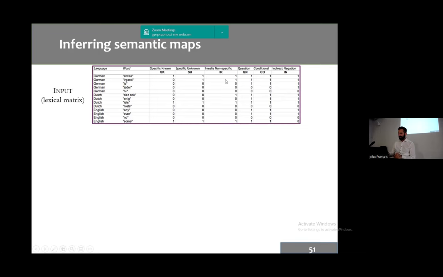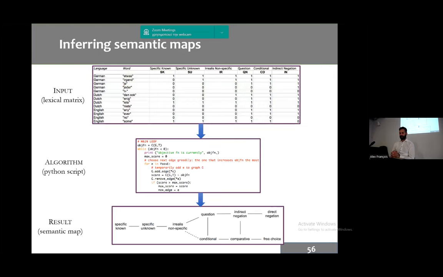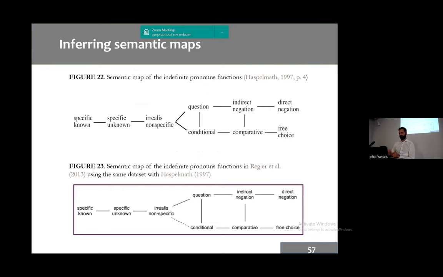And one means that the form, for example, etwas in German, has the meaning. So etwas means specific known, specific unknown, irrealis, non-specific, question, conditional, indirect negation; it is used in such contexts. But irgend is not used in the specific unknown function. And a yeah is only used in question, conditional, indirect negation, and so on. And so they use this matrix as input, they run their algorithm, and they produced this result, which, as you may see, I have it here.